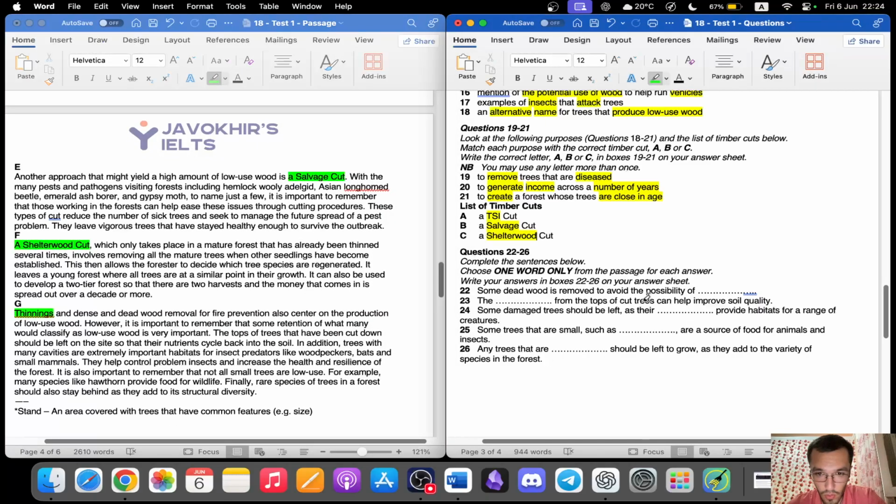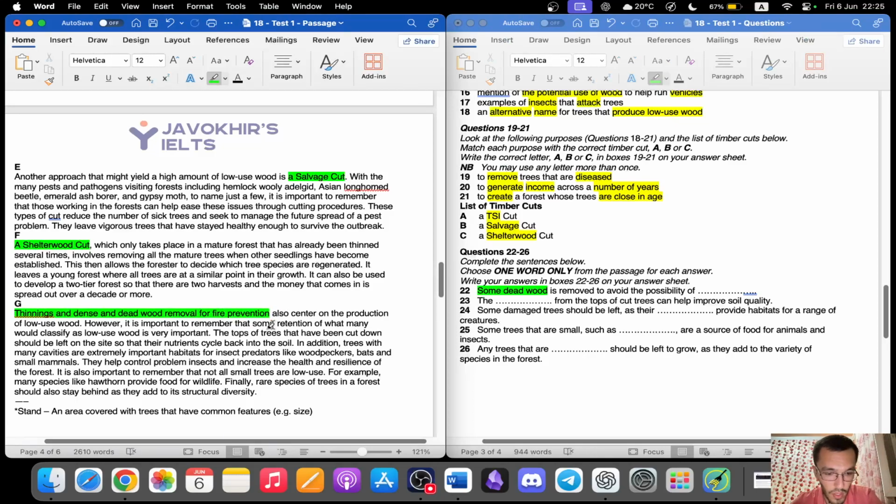So thinnings. So one thing, some dead wood. I want to find dead wood. So dead wood, you can see dead wood over here. Some dead wood is removed to avoid the possibility of something. So thinnings and dead wood removal for fire prevention. So we have fire prevention. I think I can just write question number 22. There you go.